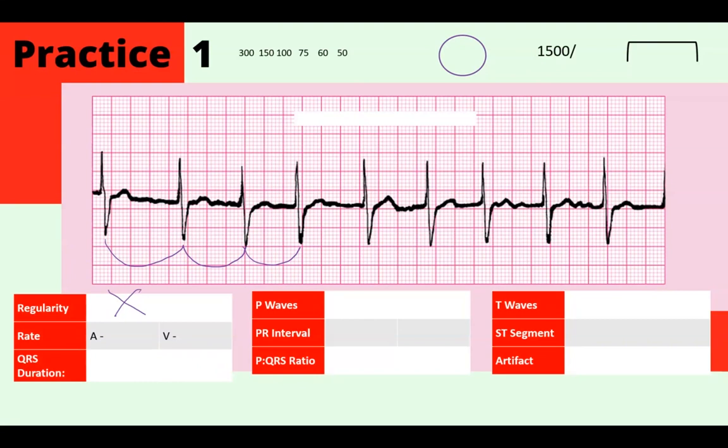Now, what about our P waves? Do I have P waves? For P waves, I'm looking right here before the QRS. I'm looking for something that is one perfect round upright hump. Is that maybe a P wave? I don't know. It's one hump. But if I look at most of these, I do not see definitive P waves. So I'm going to say no. I don't see P waves.